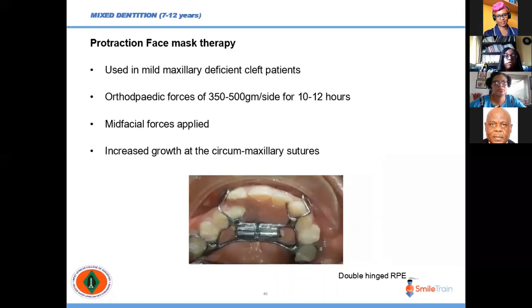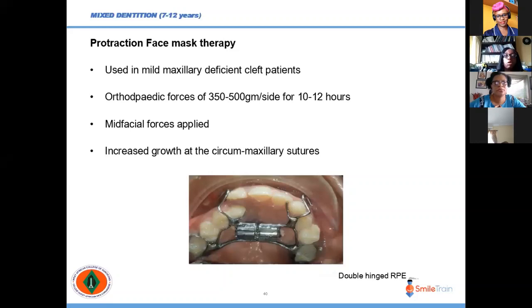Now, in terms of protraction, the protraction face mask is a very commonly used appliance. And it's used, as I said before, in patients that have maxillary hypoplasia. Now, you commence management of patients that require protraction with expansion. And then the patient is fitted with a protraction mask. So in the picture below, you can see the expander. There's a rapid palatal expander in the patient's mouth.